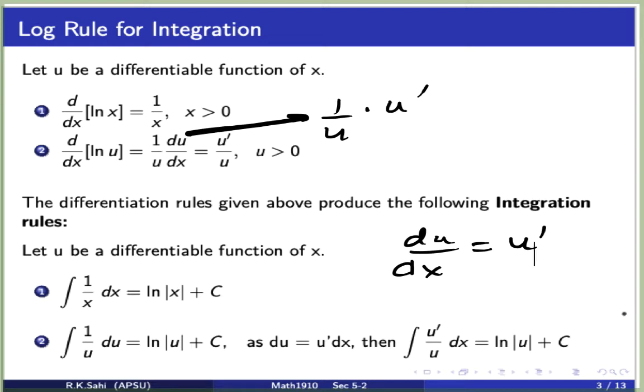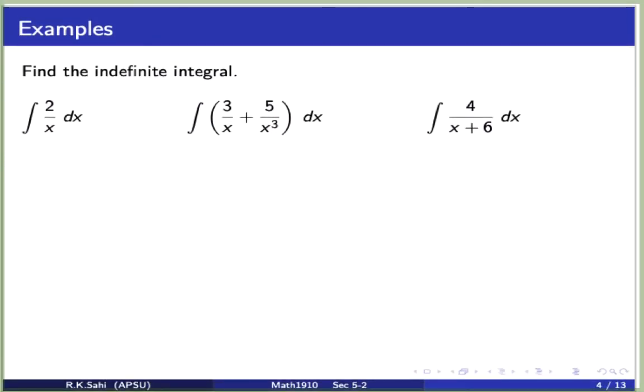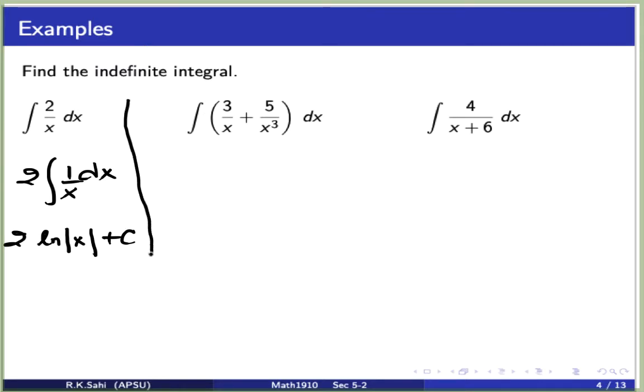Okay, now let's practice what we have just learned about these rules. I'm going to do some examples. The first one, remember, is the integral of 2 over x. Now 2 is like a constant, so I can pull the 2 out, and what do we have? 1 over x dx. And the formula for anything 1 over x dx we just learned is natural log of x, but remember to put the absolute value and plus a c. That was pretty simple.